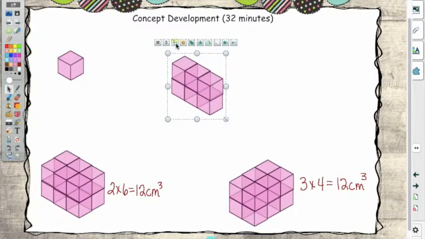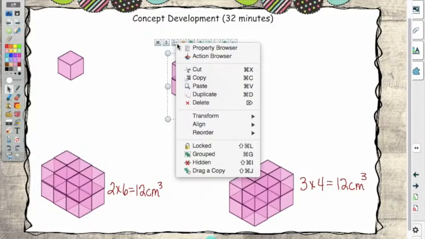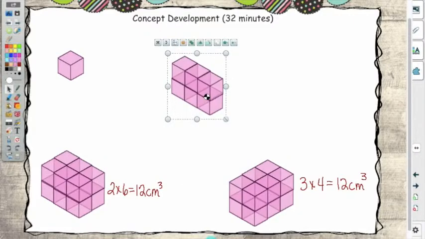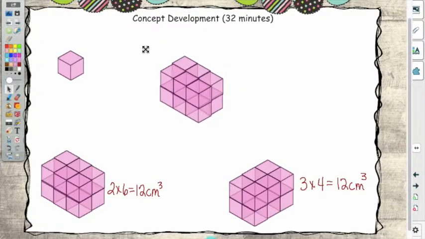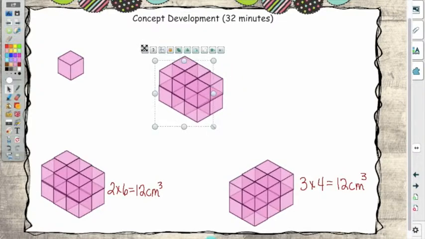You know, this would have been a good time for us to use color coding with our cubes, so we could see how we made the layers. Okay, so do we have 3 identical rectangular prisms? Yes. We do. But we did them differently. We did 2 layers of 6 again here, didn't we?